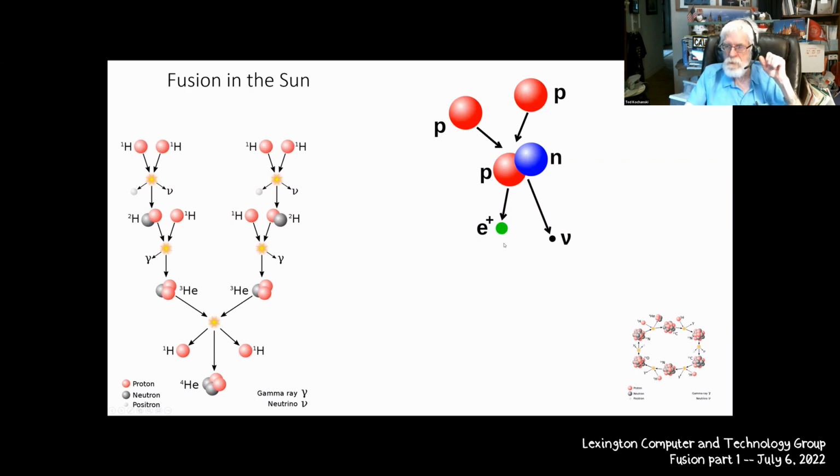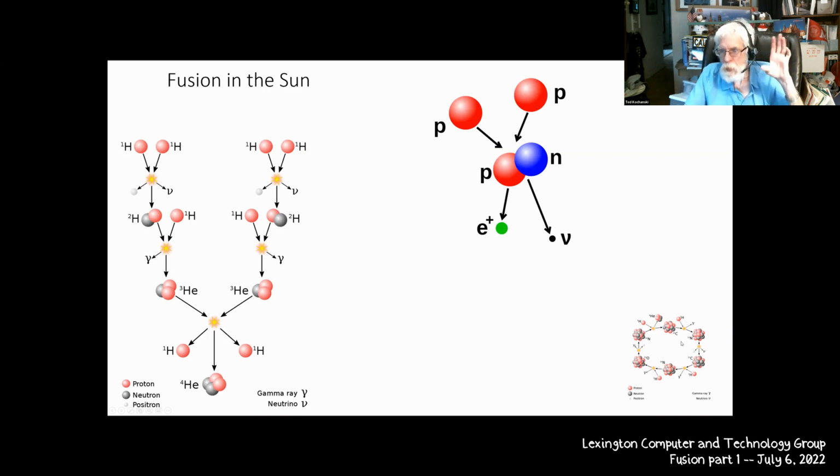The positron instantly finds an electron, boom, annihilation occurs, and you get gamma rays. Everything we see coming from the sun in terms of energy, except the neutrinos, is the result of what starts out as a gamma ray at the core of the sun. So this process occurs predominantly by this means, leads to the production of helium, and along the way emits gamma rays and neutrinos.